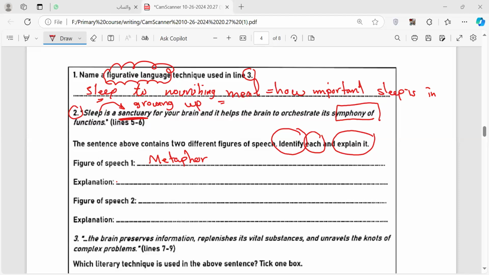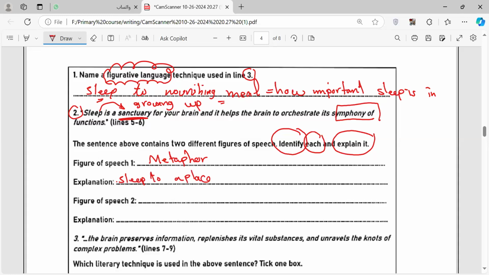We write the phrase, and we write how it is compared. So what is the comparison here? That sleep is compared to what? To the sanctuary. What is the sanctuary? Sanctuary is a place where you can hide from danger. It's like a shelter. So he compared sleep here to a place where we hide from danger, or risks. This is the explanation.